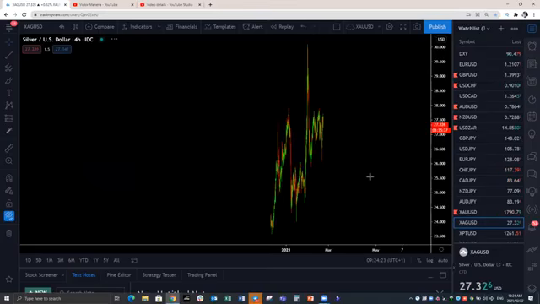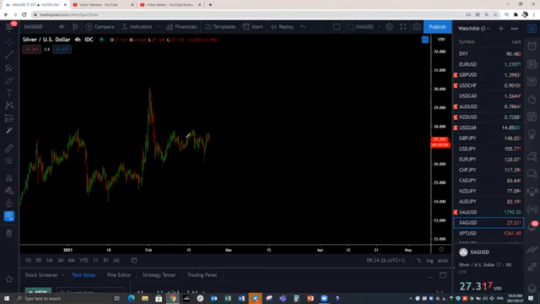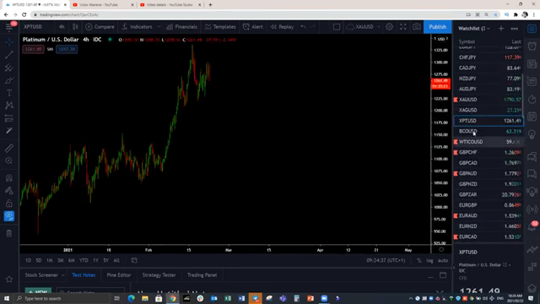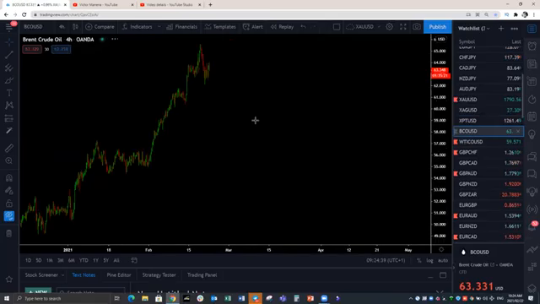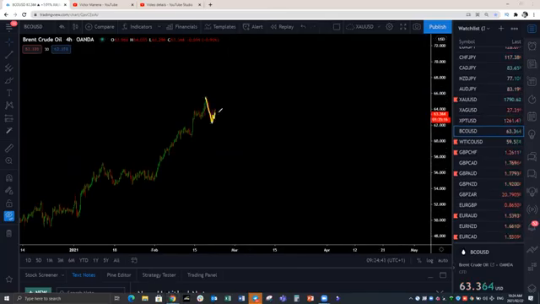Silver. Three-wave pullback. Nothing has happened since yesterday. We're still around the same levels. We'll expect this to continue to the downside. Brent crude. Resuming a move to the upside yet? Not quite yet. We're looking for this, and then upside. So Brent crude will still continue to the upside.